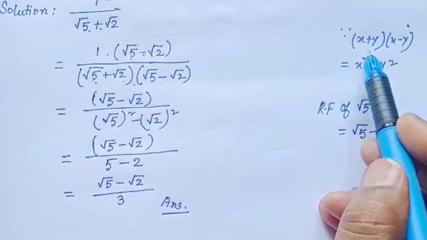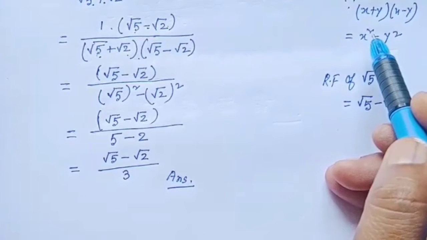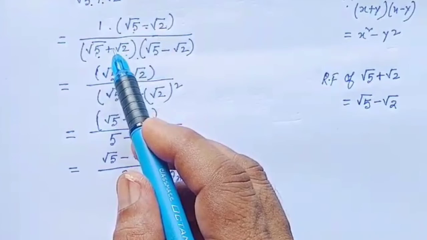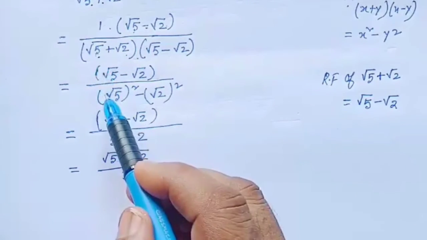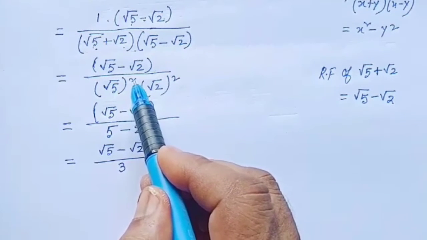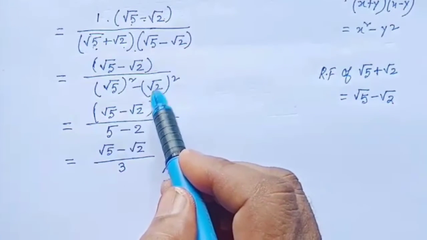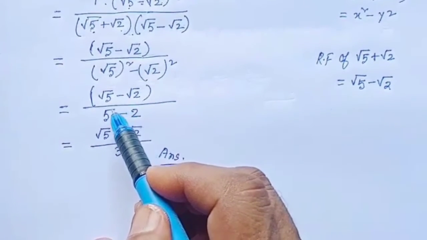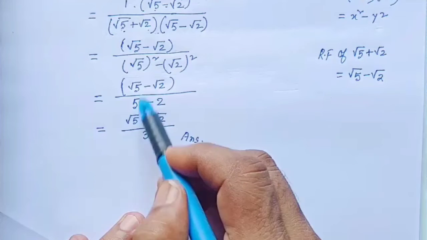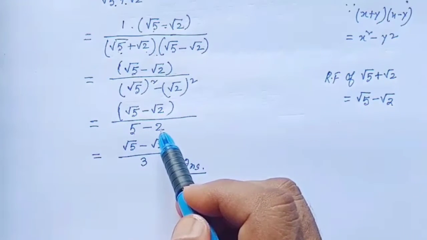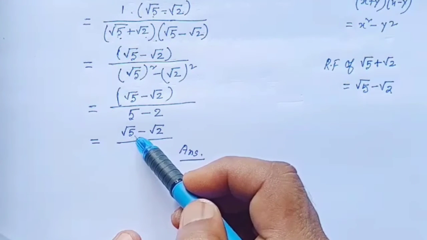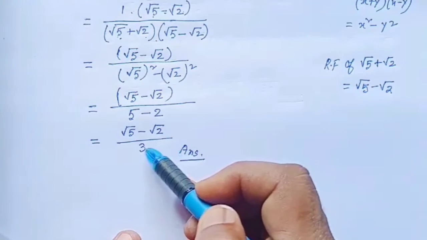So x plus y into x minus y is equal to what? X square minus y square. So here we write root 5 whole square minus root 2 whole square. Now square and root is cancelled, square and root is cancelled. So what is remaining? Root 5 minus root 2 in the numerator, and denominator becomes 5 minus 2. Now the numerator is root 5 minus root 2 and denominator is 3.